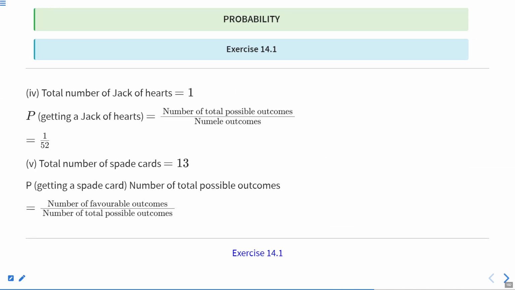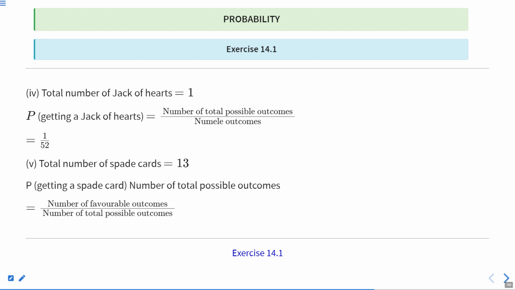And now let us find probability of getting a jack of hearts. Total number of jack of hearts is equal to 1. So probability of getting a jack of hearts is equal to number of favorable outcomes divided by number of total outcomes. This is equal to 1 by 52.